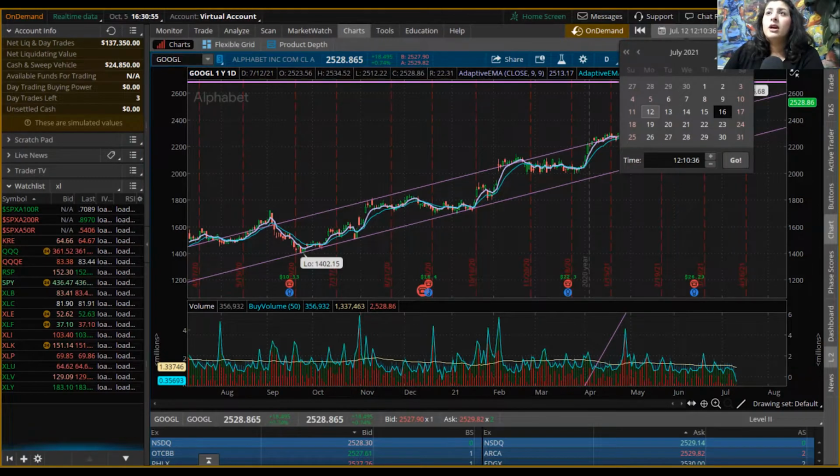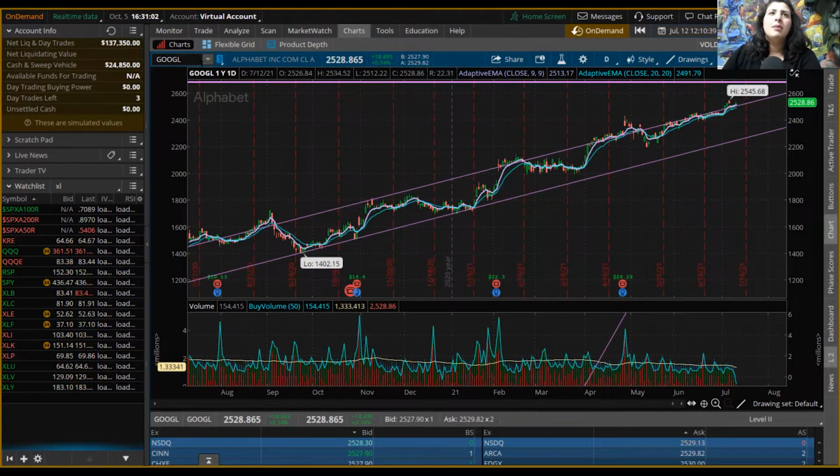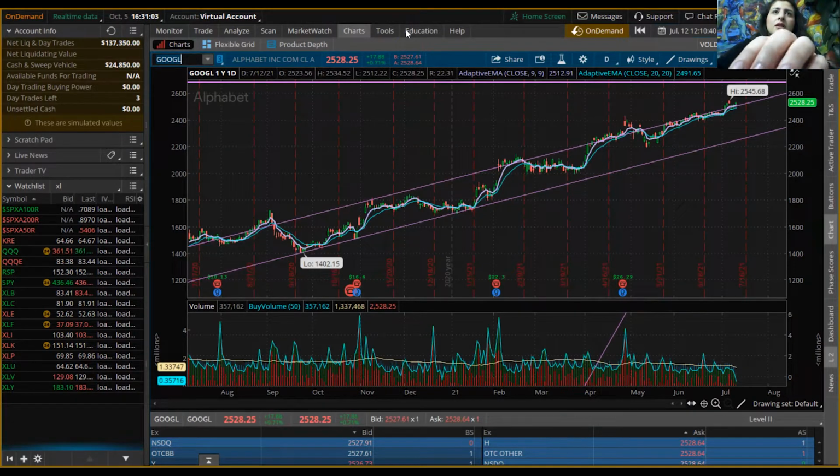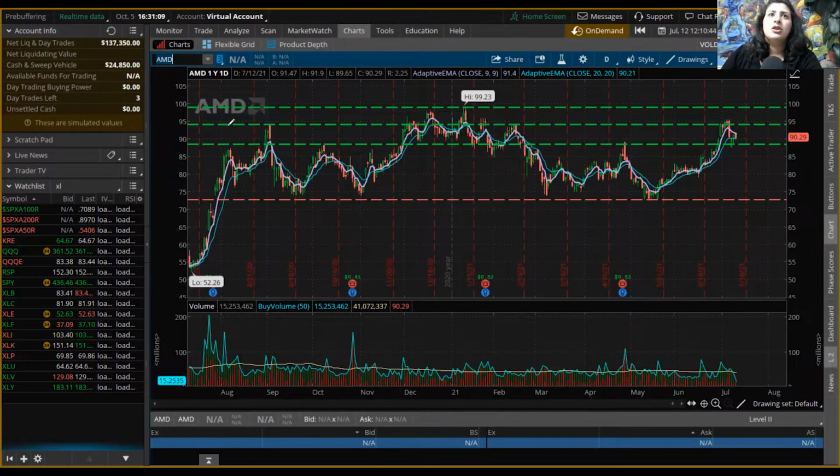We can carry on going forward. But since this is so bullish, maybe we should find something that is flat. Let's see, something like an AMD. That trades in a channel.